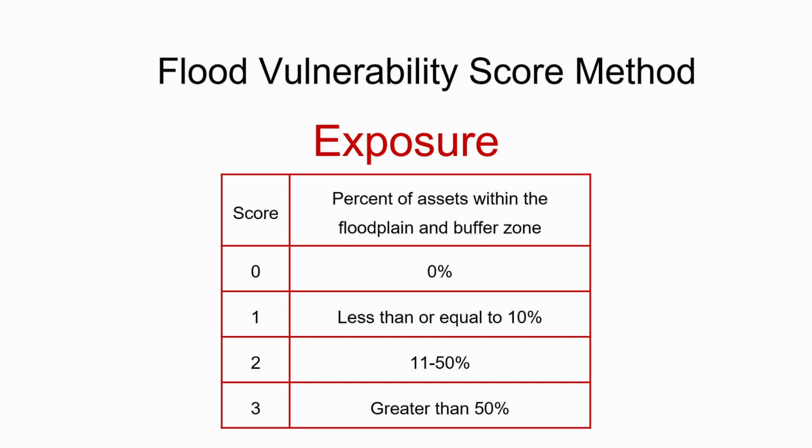So for exposure, we were looking at the percent of assets within the floodplain and the buffer zone, as I was talking about. We kept these percents pretty low. A score of 1 is going to be less than or equal to 10, and 2 is 11 to 50. That might seem a little bit counterintuitive for how large of an area that is to put in 2. But as I was talking about with roads, even a small percent of roads could lead to extreme vulnerability. So we kept that gap pretty wide open for them.